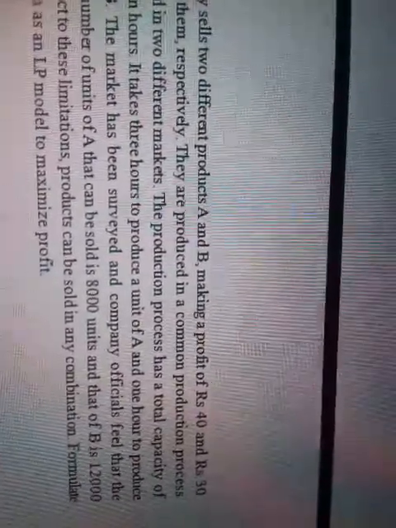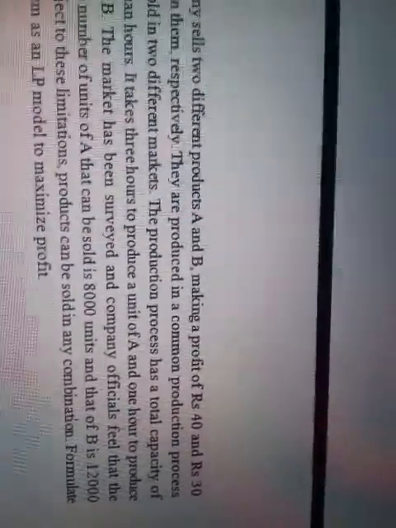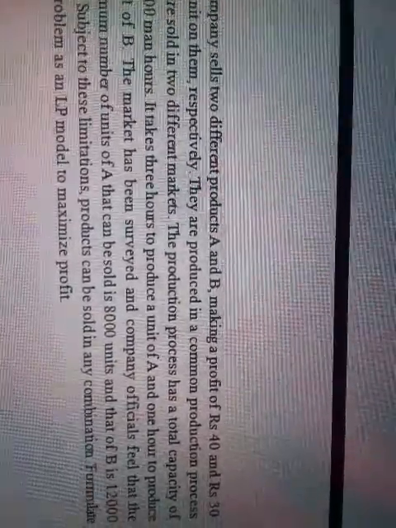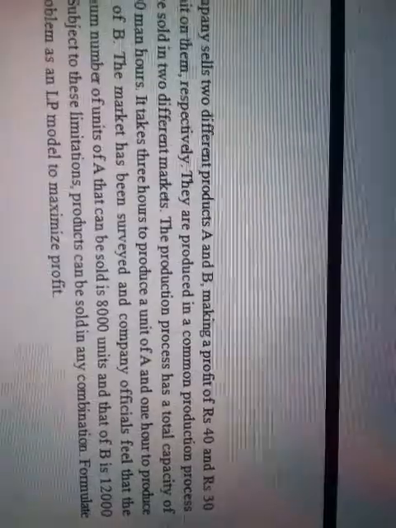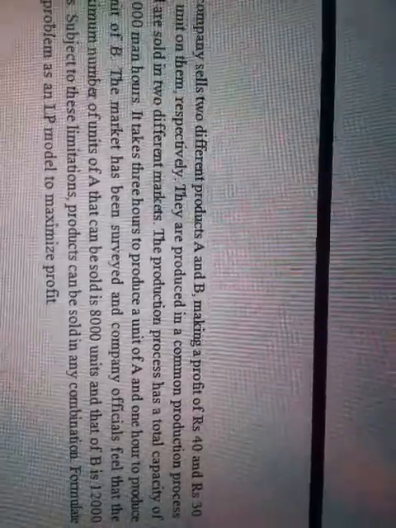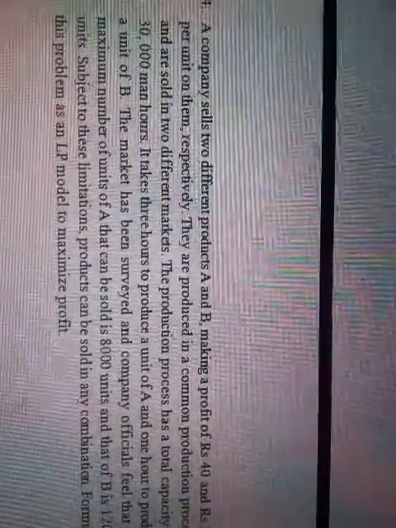Subject to this limitation, the product can be sold in any combination. So you have to formulate the LPP model. A clue is given to maximize profit. Even if the word is not given, in the first line you can find the products A and B making a profit of rupees 40 and rupees 30 per unit. So you have to take the objective function as maximization.